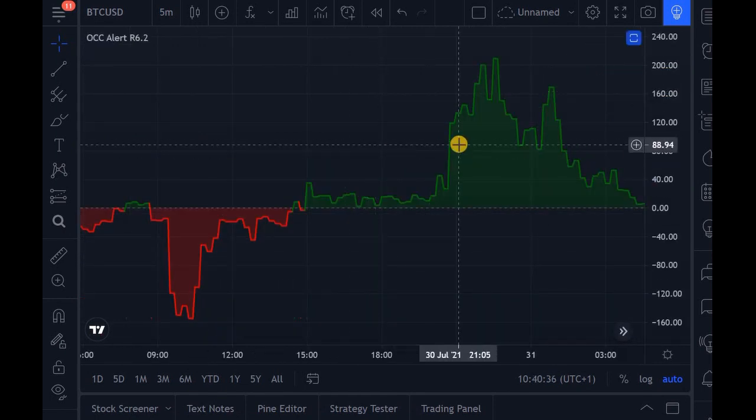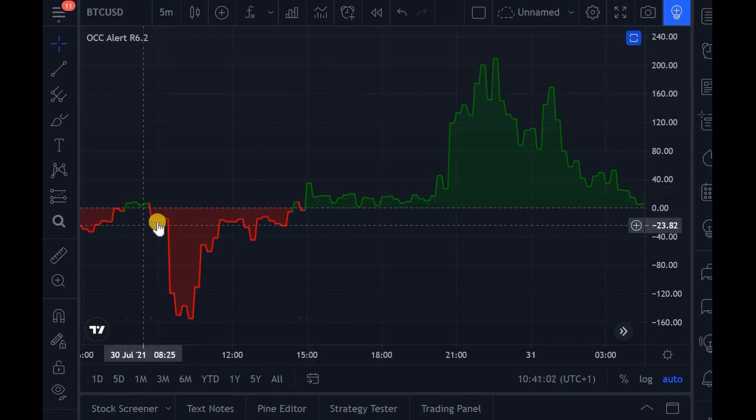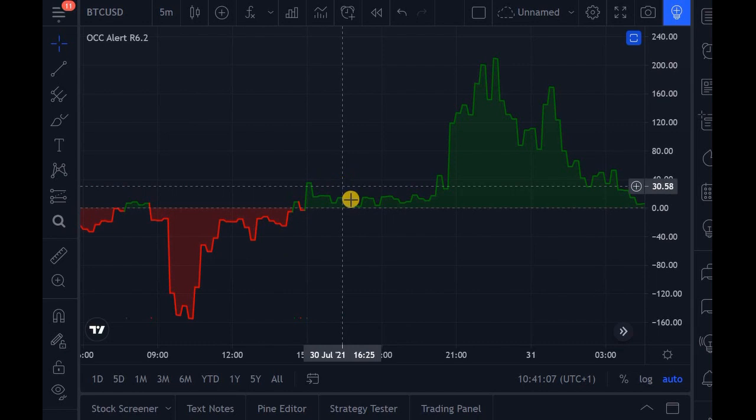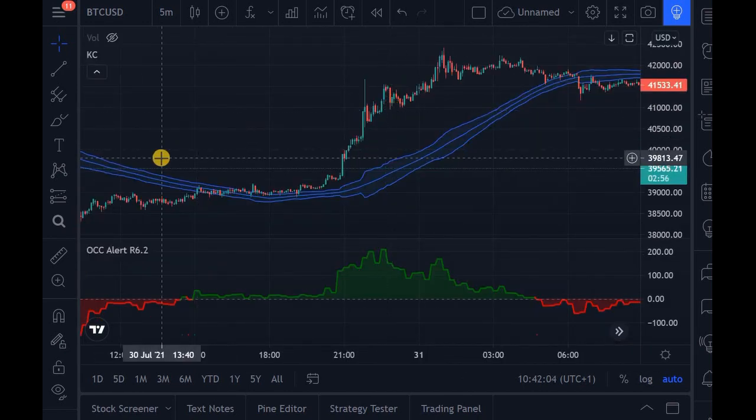This indicator also shows you when a trend is strong to the upside and weak to the downside. As you can see, there are two colors represented by this. The red color indicates sell pressure to the downside, and the green color indicates buy pressure to the upside. These are the two indicators we are going to need, the Keltner channels and the OCC Alert R6. I am going to show you how to fit all this into my strategy.